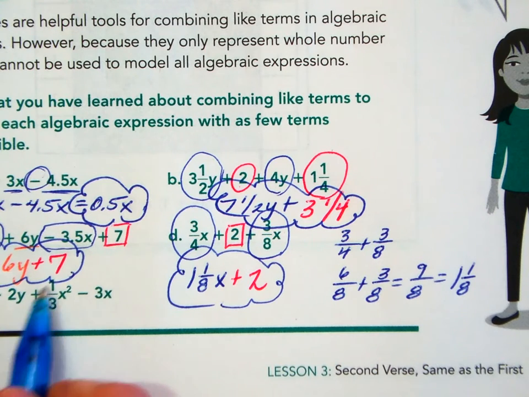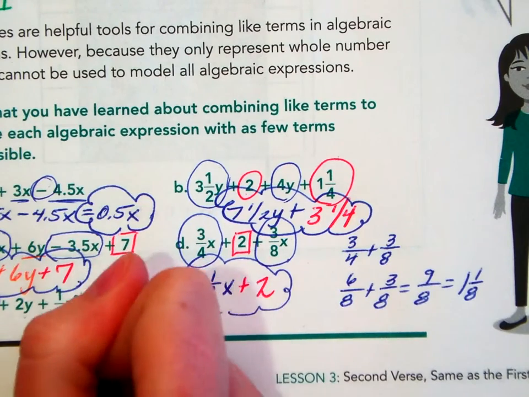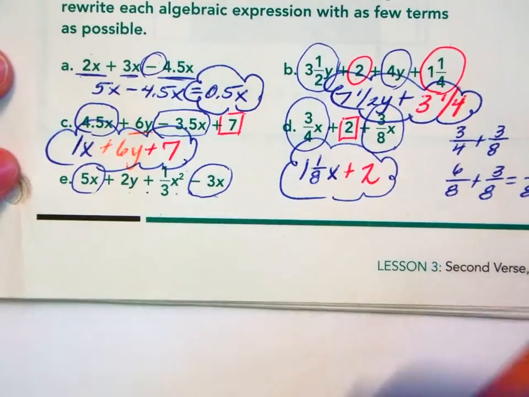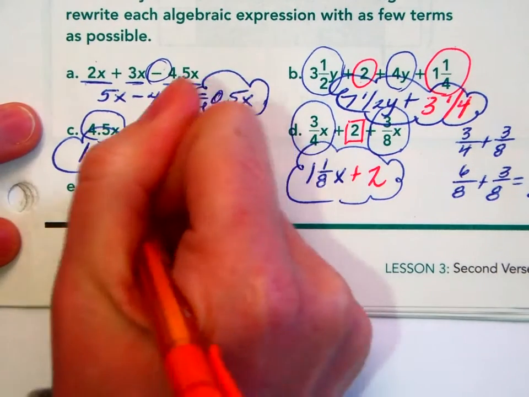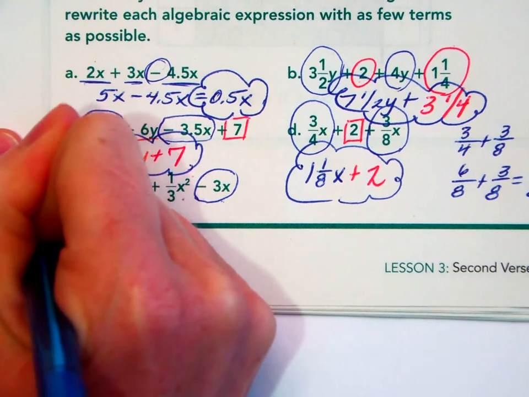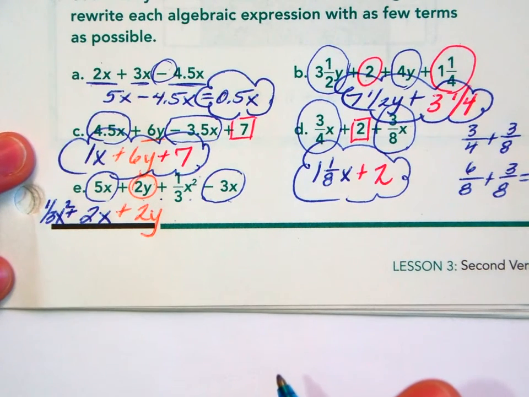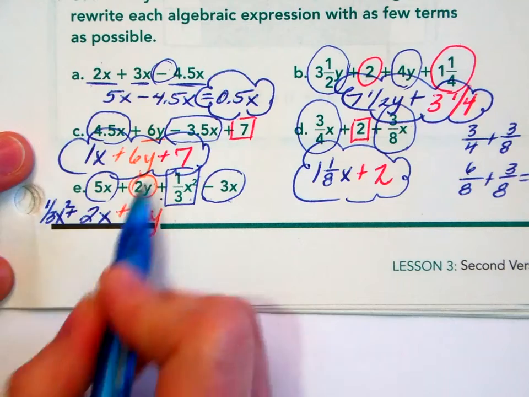5x plus 2y plus 1/3x² minus 3x. I've got x's, I've got y's, and I've got x squared. So I've got different categories here. 5x can be combined with subtract 3x, which could be like adding a negative if you'd like. 5x minus 3x, 2x. 2y is its own thing, plus 2y. And then we have 1/3x², which actually will go out in front here because usually the higher powers are at the front of the expression. So 1/3x² plus 2x plus 2y.